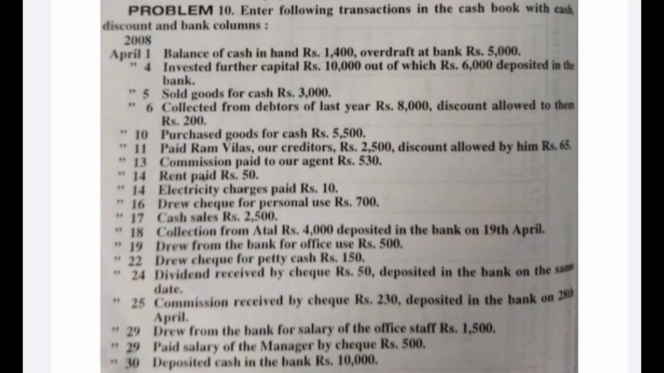Next, on 29th April, drew from the bank for salary of the office staff. So salary expenditure, salary account debit to bank account 1500. Bank is on the credit side, so credit the bank account with rupees 1500. Paid salary of the manager by check. Salary account debit to bank account rupees 500. Deposited cash into the bank, it is a contra entry. Bank account debit to cash account, rupees 10,000. So debit the bank column with rupees 10,000 and credit the cash column with rupees 10,000.